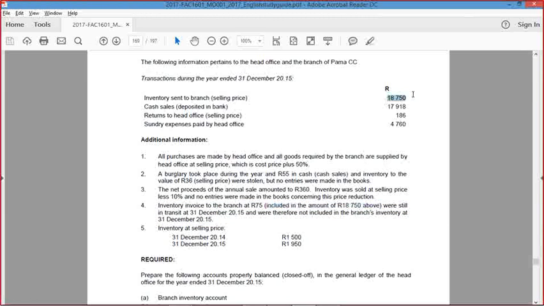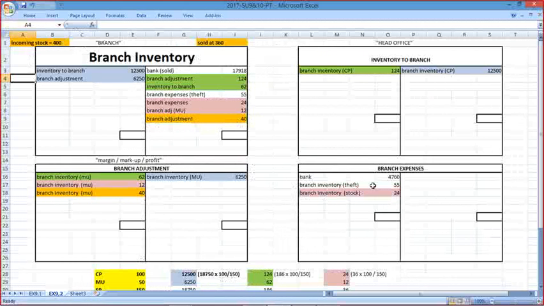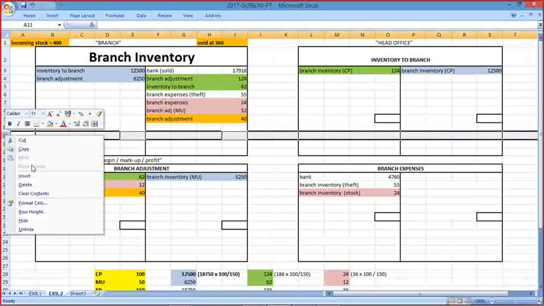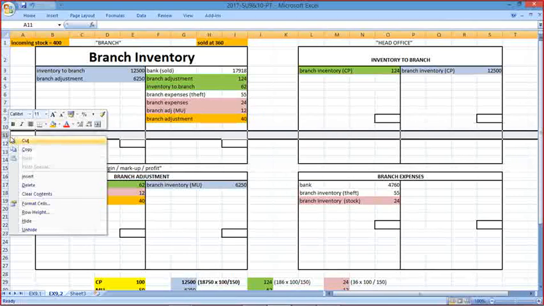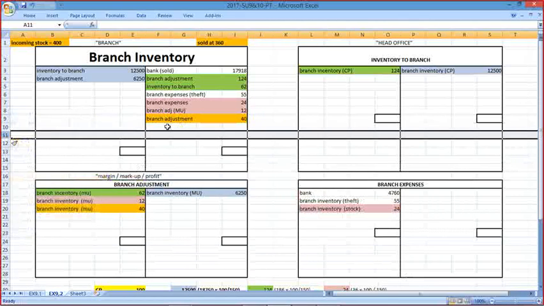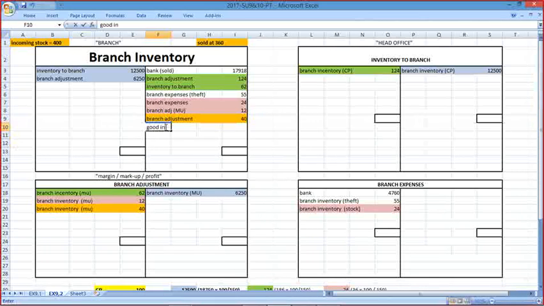So it's included here. Have you received it? No, we haven't received it. So what must you do? We must credit the branch inventory account. There you go. And what are we going to call it? Goods in transit, 75. Take it out. They didn't ask you for a goods in transit T account. If they did, then you would have debited the goods in transit with branch inventory.